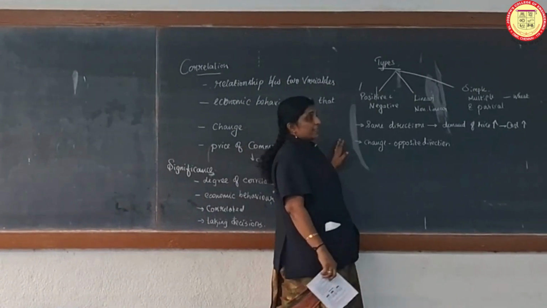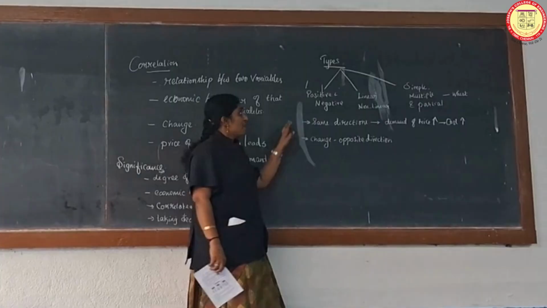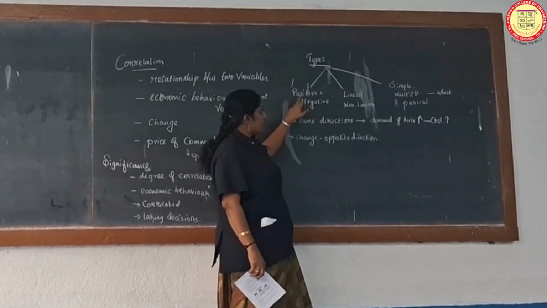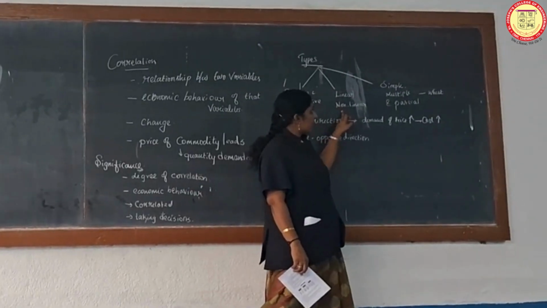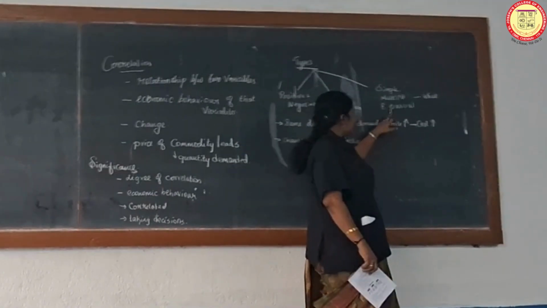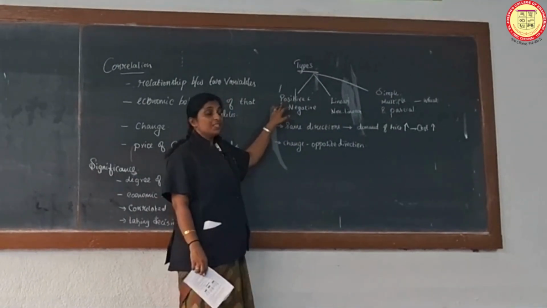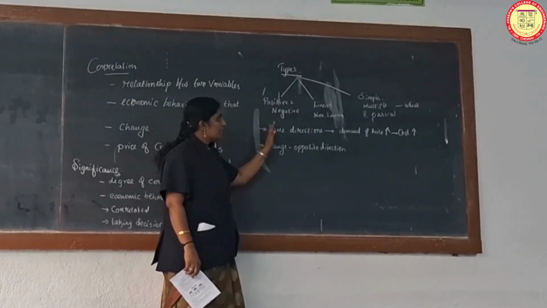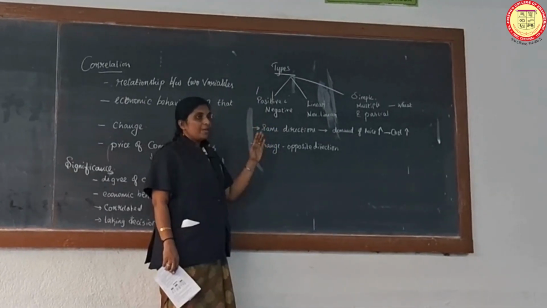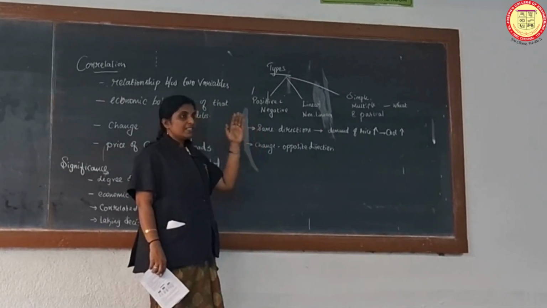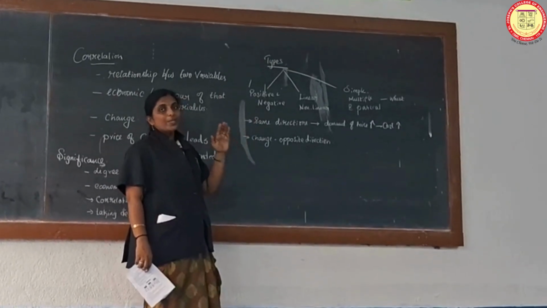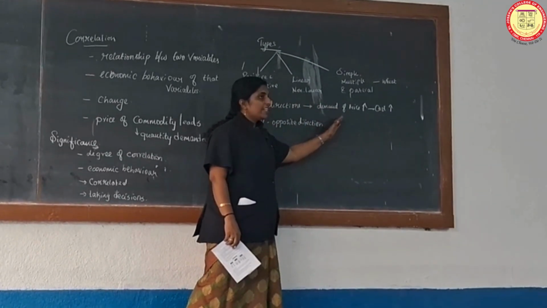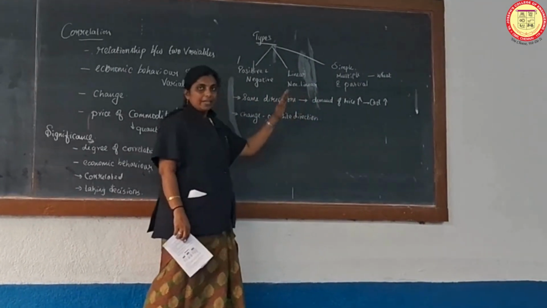Next we are going to discuss the types of correlation. The correlation is categorized into three: positive and negative correlation, linear and non-linear correlation, and simple, multiple and partial correlation. Positive correlation means the values move in the same direction. That is, when one value increases, the other value also increases, and vice versa. For example, if the demand for rice increases, the cost of rice also increases.